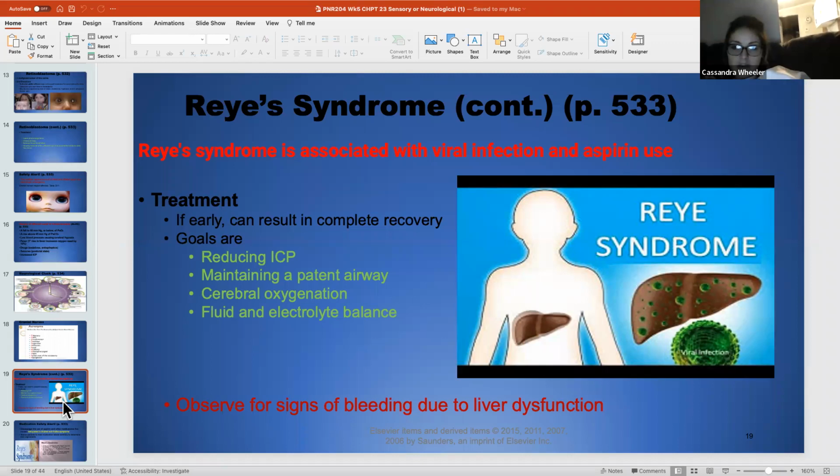Is it an NSAID? Yeah, so it's actually in the salicylate family. The reason I'm telling you that is because the whole class, aspirin is the most common, but any salicylate could cause Reye's syndrome. So sometimes on tests, you'll see salicylate instead of aspirin.